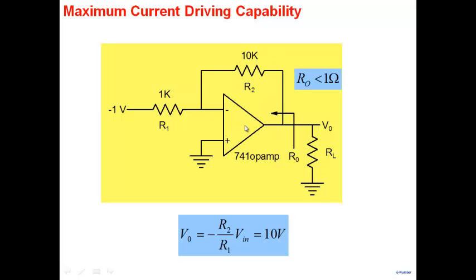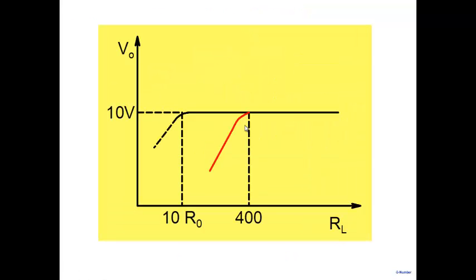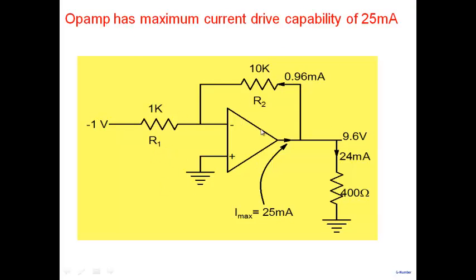Because every circuit, as I said, has a limit on how much current it can drive and sink. Now, let me explain why this is happening here. This 741 op-amp has a maximum current driving capability of around 25 milliamperes. Internally, its limit is that it cannot give you more than that. So now we see here, if this is 25 milliamperes, and I connect 400 ohms. Now when I connect 400 ohms, what does this current have to do?